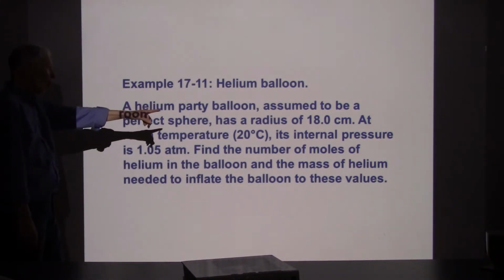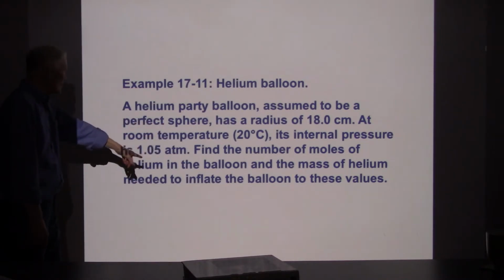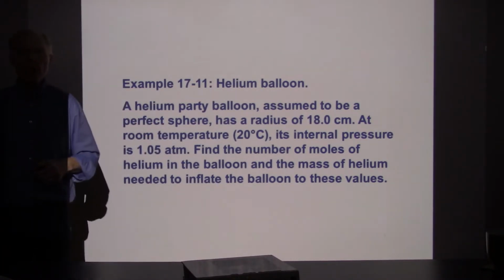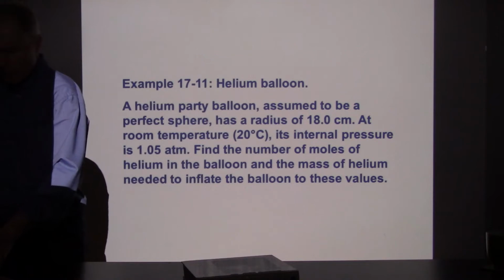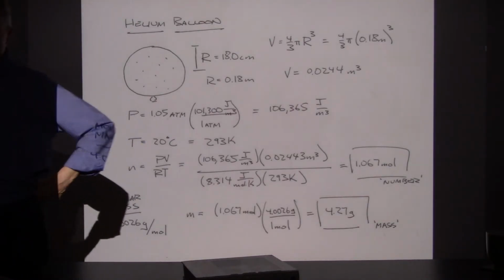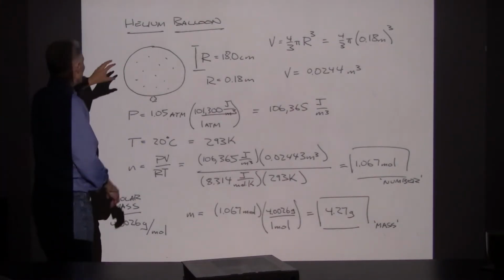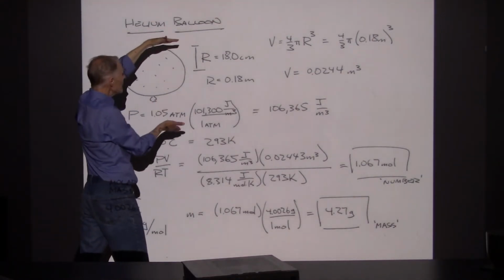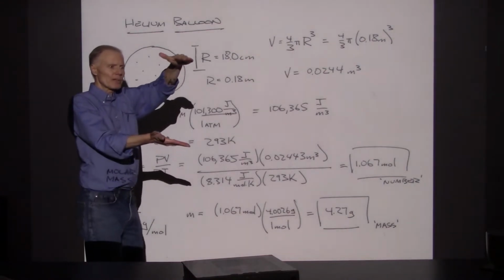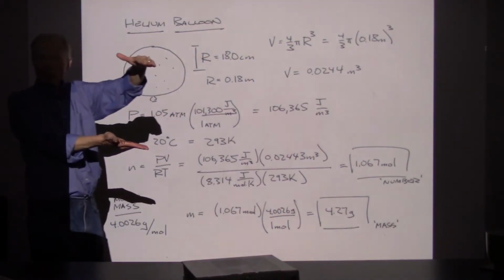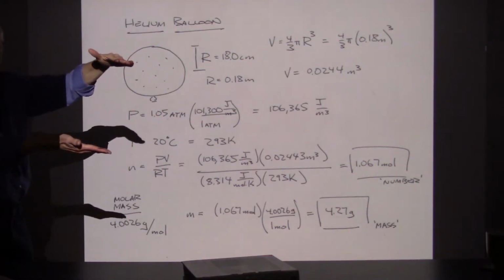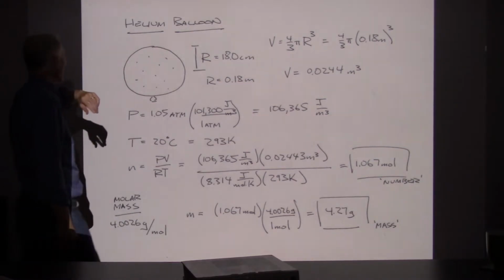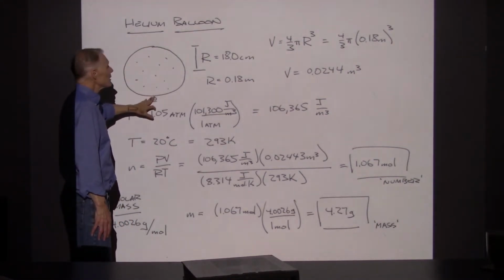Find the number of moles, that's interesting, and the mass of the helium. Oh, I like this problem. That's a hint. I do like this problem. So here is a sample of helium inside this balloon. The balloon has a diameter of 36 inches, so it's a pretty good sized balloon. It's a party balloon, right? So it's got to be fun. And it's 36 centimeters across.